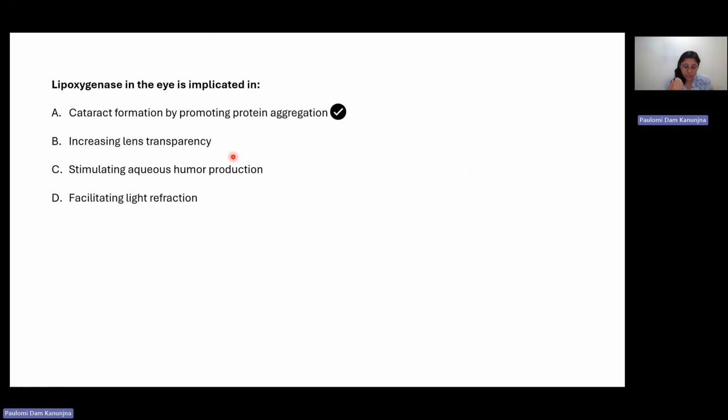If in the lens you have the activity of lipoxygenase, the activity of the enzyme can lead to oxidative stress. And this oxidative stress, as we know, promotes the aggregation of alpha crystalline. And aggregation of crystalline protein leads to cataract formation. So it basically affects the crystalline proteins, and then via the aggregation of crystalline proteins, it is affecting the cataract.